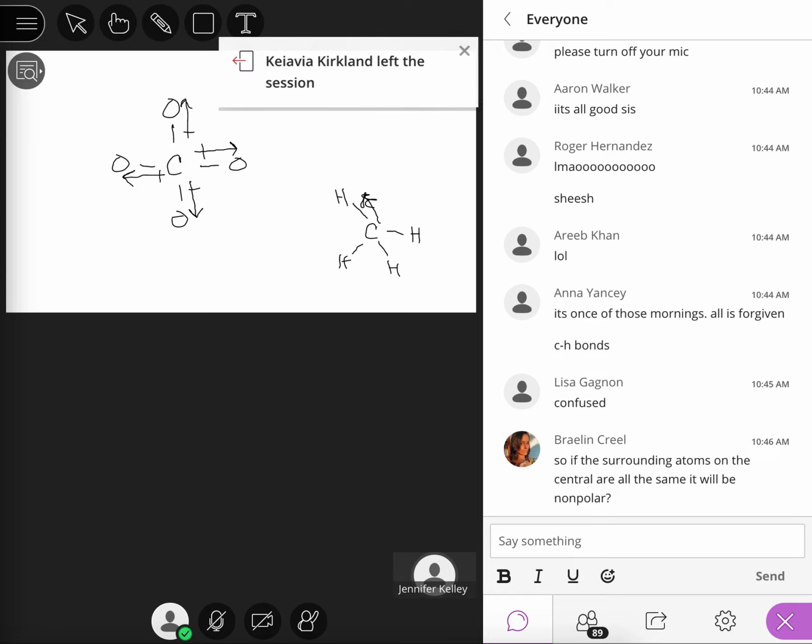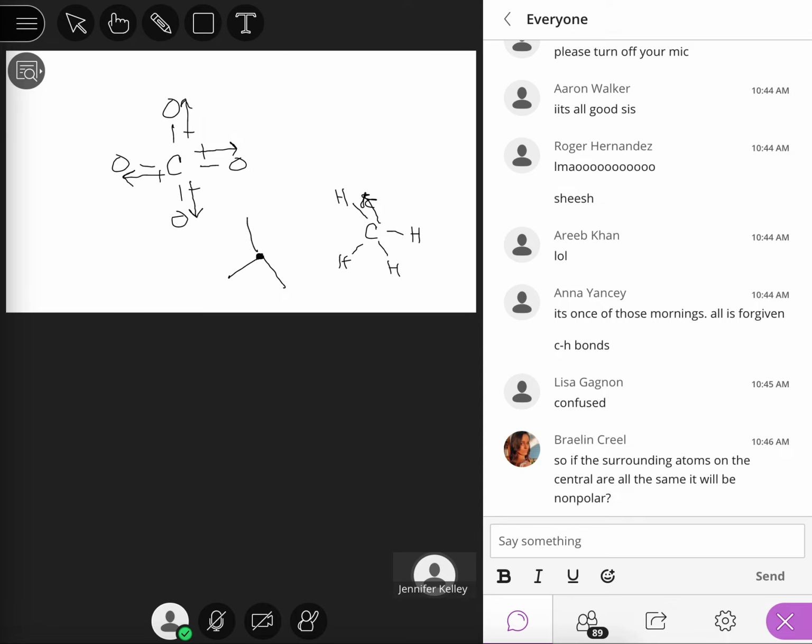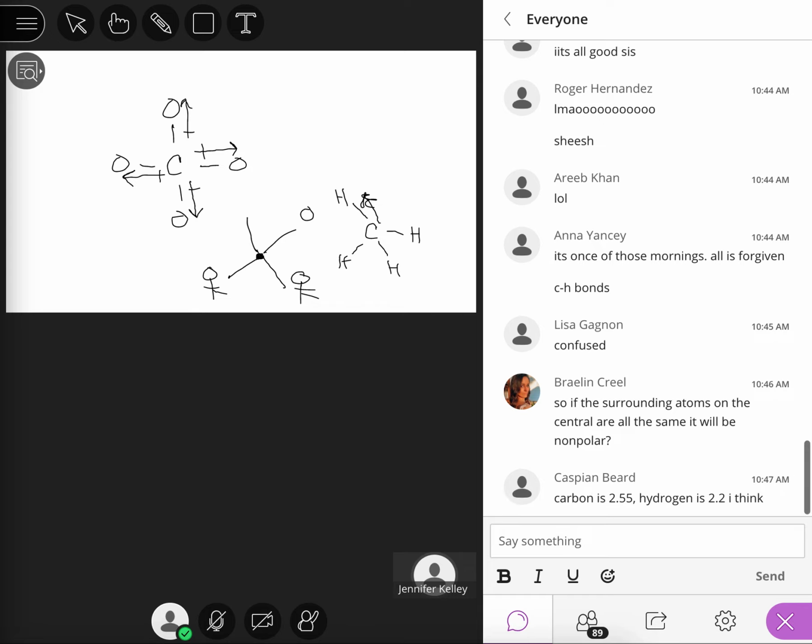So kind of imagine the carbon as a knot on a rope. And this rope has 4 ends. And in this case, we have 4 identical people all pulling on the rope with the same strength. In that case, they're not really going to go anywhere, right? Oh, carbon is 2.55. Oh, cool. All right. I was right. So they're all pulling with the same strength. They're not going to go anywhere. So in that case, if they're not going anywhere, then that would be an example of something that's nonpolar. In other words, there's no net movement of anything.